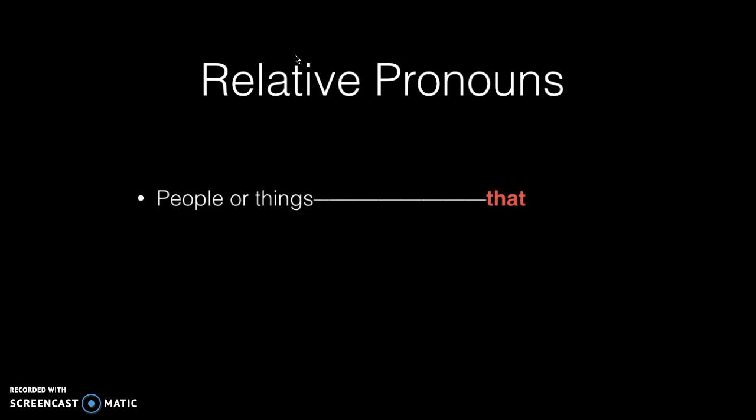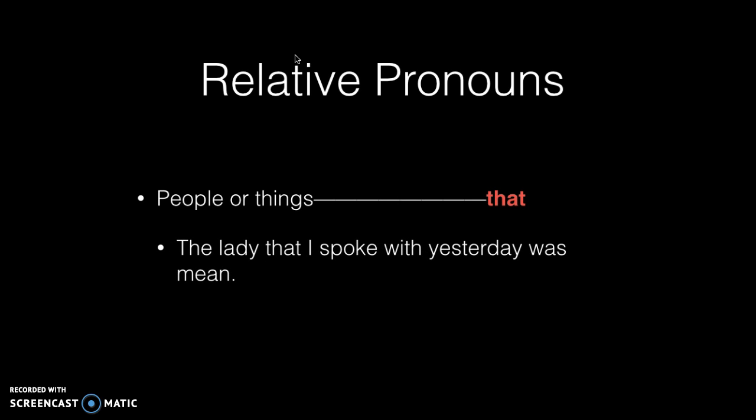Now let's look at the relative pronoun that. Just like who and whom, the relative pronoun that describes people, but it also describes things. So unlike who and whom, that can only describe people, that has the ability to describe people and/or things. The lady that I spoke with yesterday was mean. Again, lady is the noun, and that I spoke with yesterday is the adjective clause. That describes the lady. So just like who or whom, that can also be used. These three are pretty interchangeable when describing people.